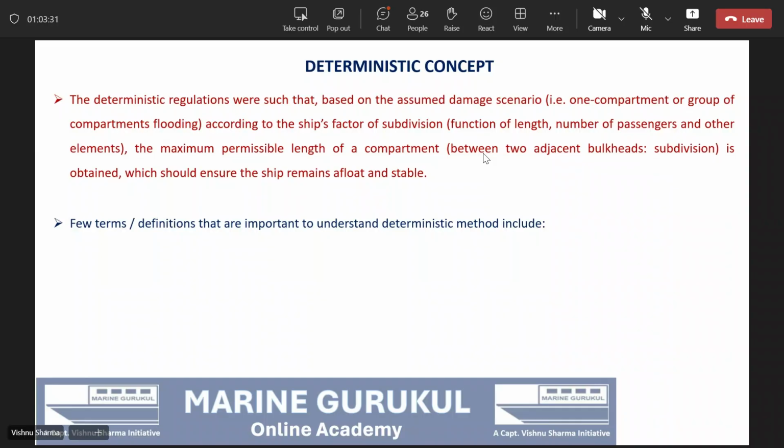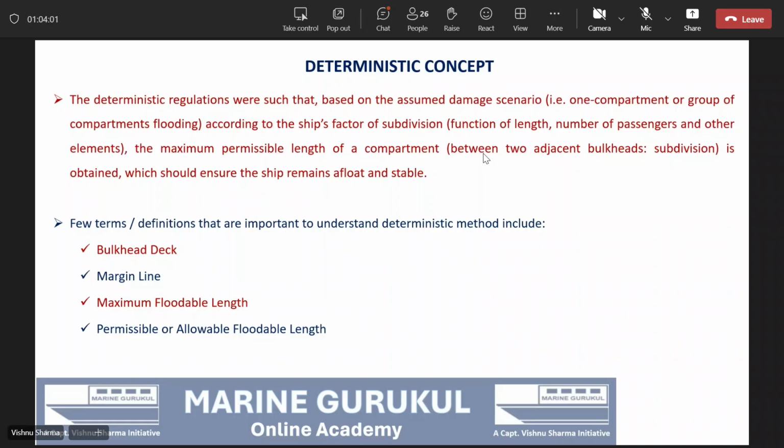Now, to understand the deterministic method, there are a few terms which you must understand. There were many more in the older questions, but in present SOLAS those terms do not exist. Even these terms don't exist in today's SOLAS because the deterministic method is no more found in SOLAS, okay? Bulkhead deck, margin line, maximum floodable length, allowable or permissible floodable length, and factor of subdivision. These are the five terms in today's context that, if we know, then probably we can appreciate the deterministic method better.